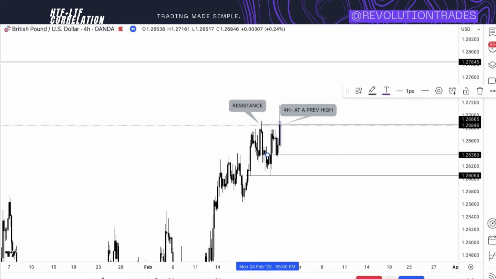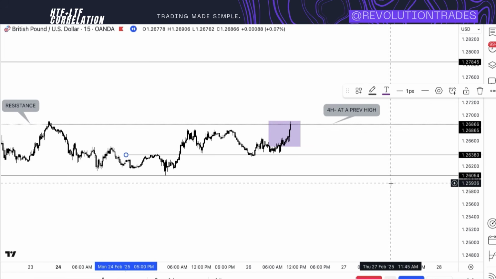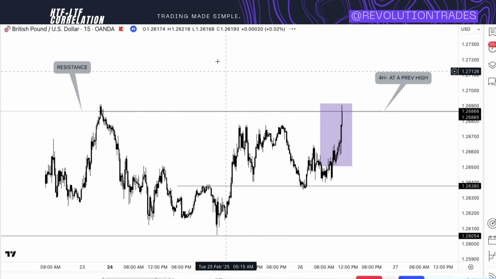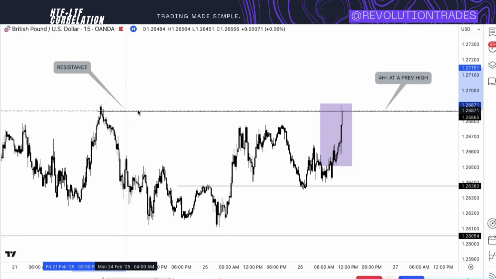A higher low. Okay, we're going to go on the 15 again. I just don't want you guys to get lost, because trust me, this is easy stuff. No, I'm not going to say this is easy stuff. Let me not say that.